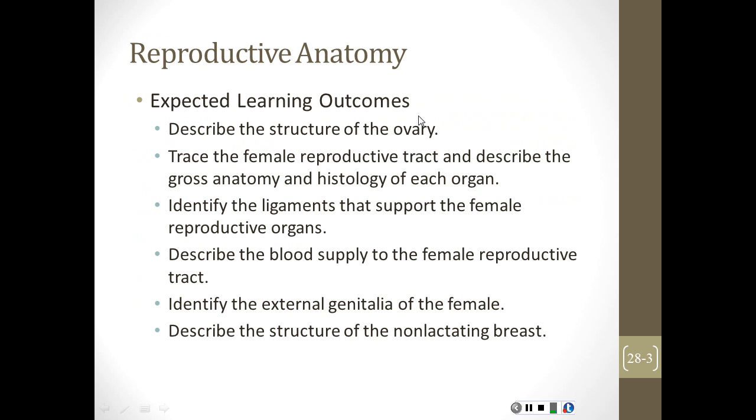Right, so within this particular section, these are the various objectives that we are going to take a look at. Looking at the blood supply to the female reproductive tract, the ligaments that are going to support the reproductive tract, identifying the exterior genitalia of the female, as well as the structure of the ovaries.